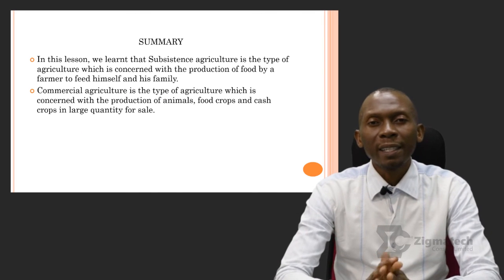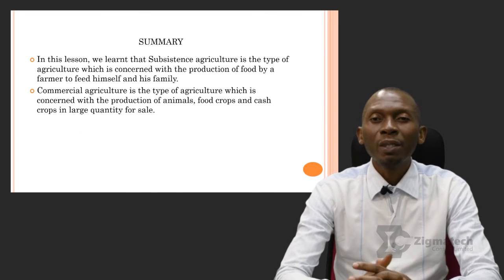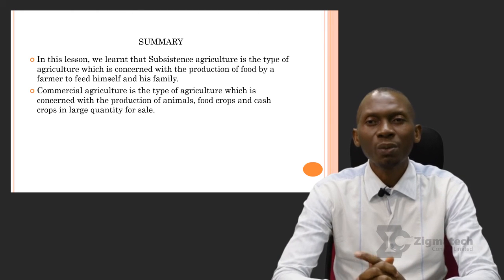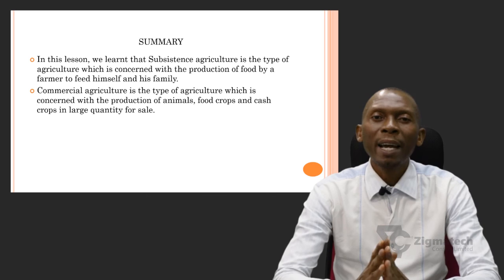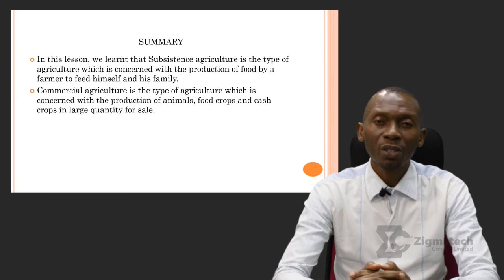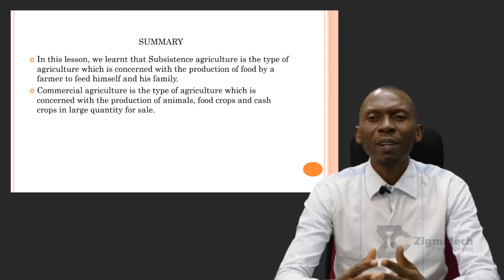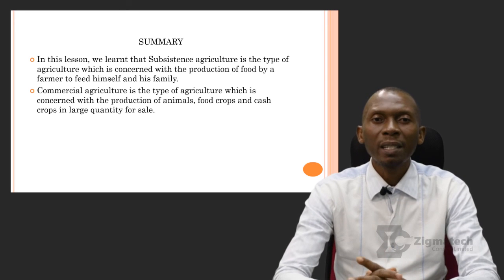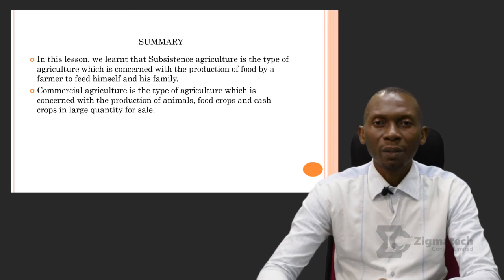So far in this lesson, we discussed the meaning of subsistence agriculture, which is a type of agriculture concerned with the production of food by a farmer to feed himself and his family. We also looked at commercial agriculture, and we defined it as a type of agriculture concerned with the production of food, animals, and cash crops in large quantity and for sale.